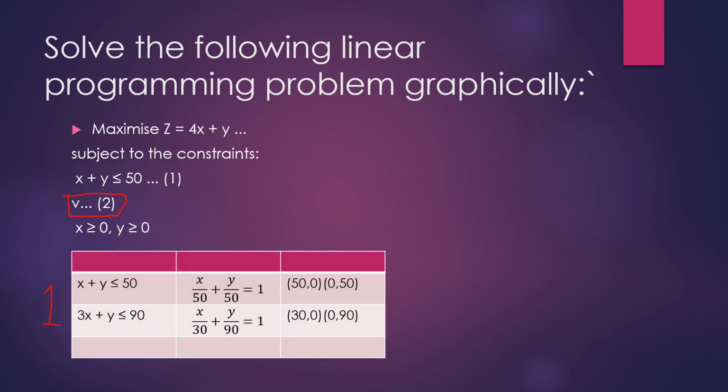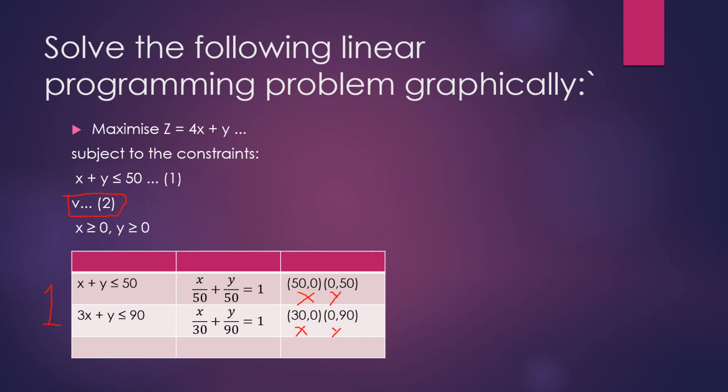So for x plus y equal to 50, my double intercept form will be x upon 50 plus y upon 50 equals 1. That is point on x-axis 50, 0, point on y-axis 0, 50. Similarly, second equation is 3x plus y less than or equal to 90. I'll assume it to be equal. So I'll get x upon 30 plus y upon 90 equal to 1. So my coordinates on x-axis become 30, 0 and y-axis becomes 0, 90.